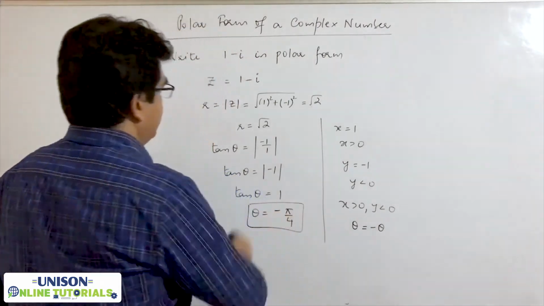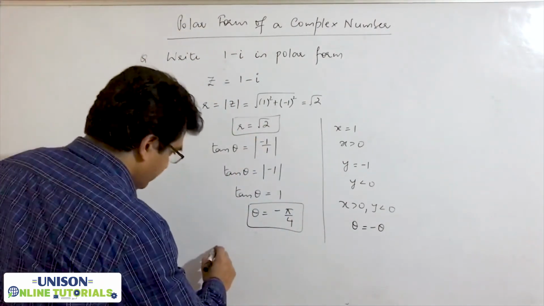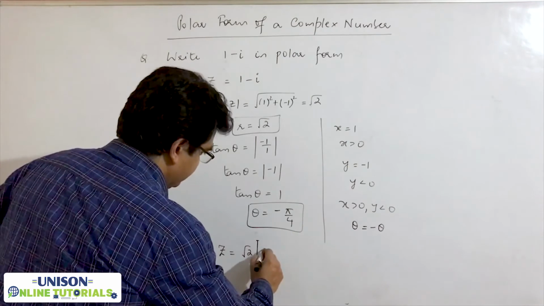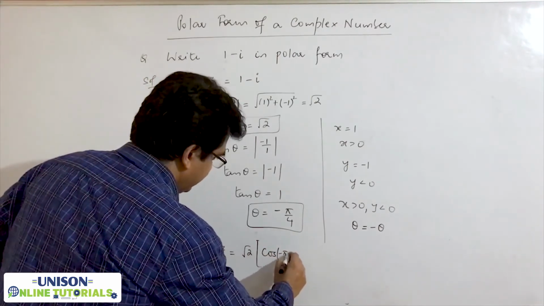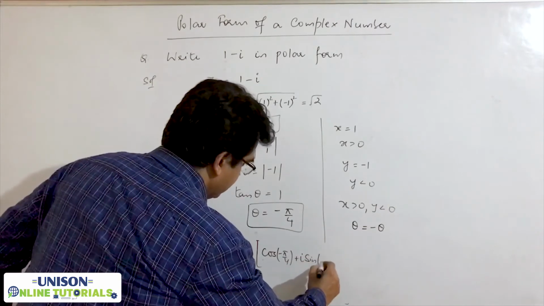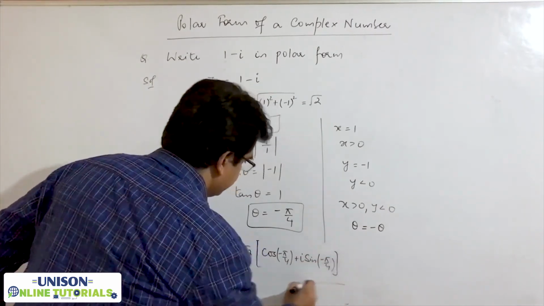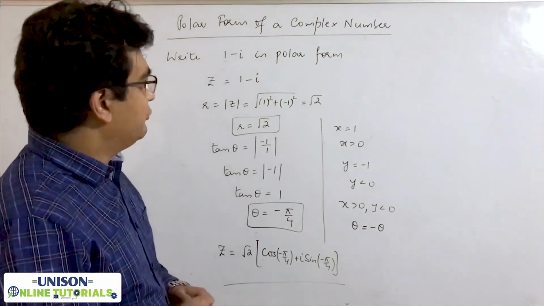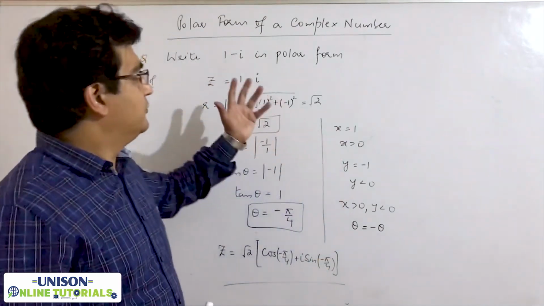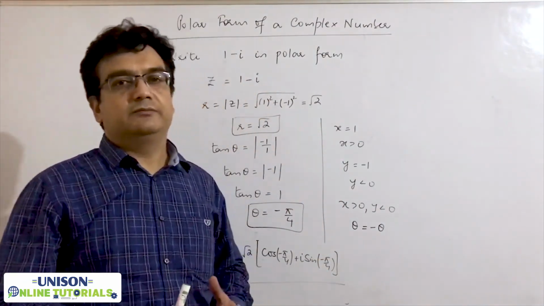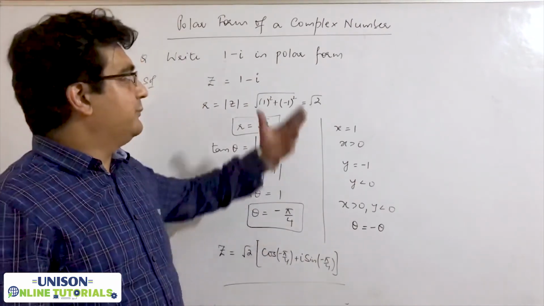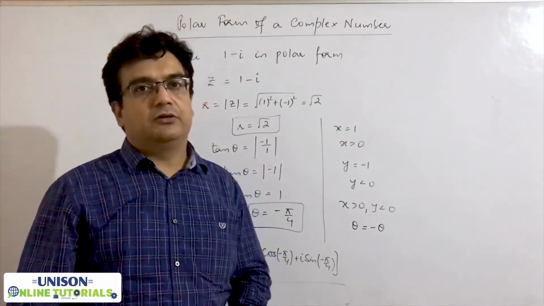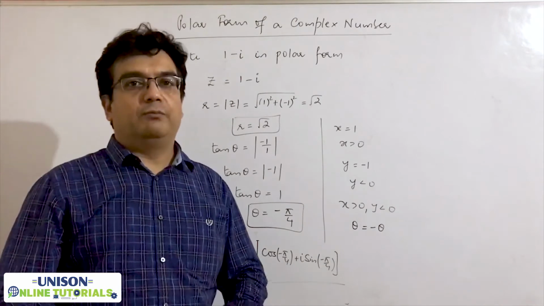So here the argument is this, and r is the same. So therefore the polar form will be: the value of r is root 2 and it is cos minus pi by 4 plus iota sine minus pi by 4. So this is the polar form of this complex number. So that's how we have to find the polar form. There are 4 types of questions and 4 properties. For each property I have given you one example. So this is all about the polar form of a complex number.